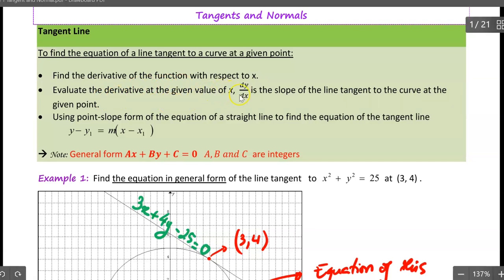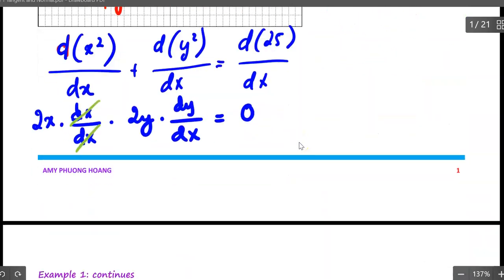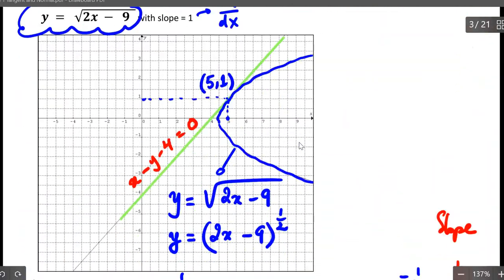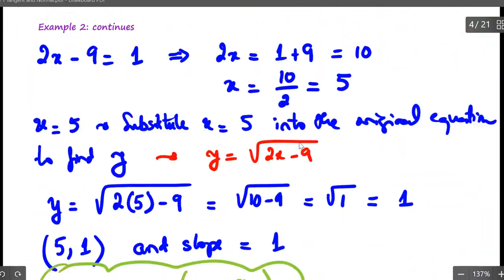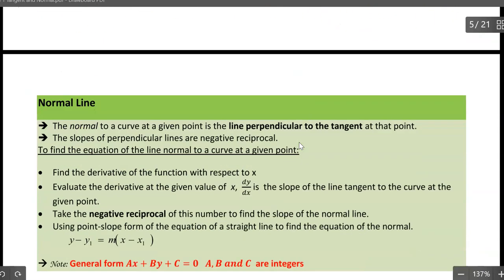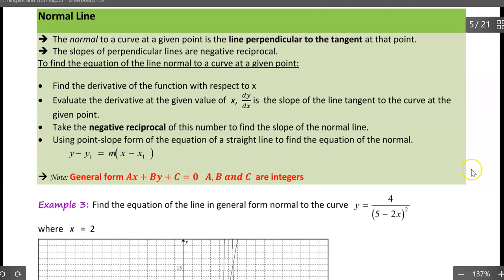Then, after we have a slope, we can substitute into this point slope form equation to find the equation for this tangent line at that given point. And then we have to write it in general form. So we did two examples in that lesson, and we stopped there. In this lesson we talk about the normal line.